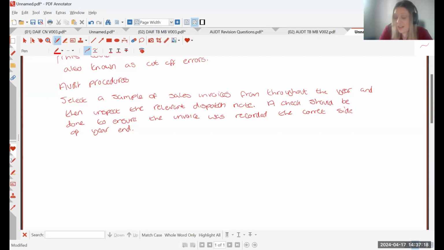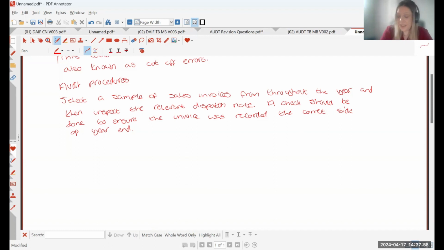So the reason that we check sales invoices from throughout the year is to see what is standard procedure between the date of dispatch and then how long until the invoice is raised. If generally, say it's 3 days between dispatch note and invoice being raised. But for some reason at the year end, there's a dispatch note and the invoice wasn't raised for 3 weeks, we might think, okay, that seems a little bit fishy. Excuse the pun. I can't believe I just said that. That might be a little bit fishy. And it might be that they delayed raising that invoice so that they could inflate that sales figure for this year. So that's what we're looking for.